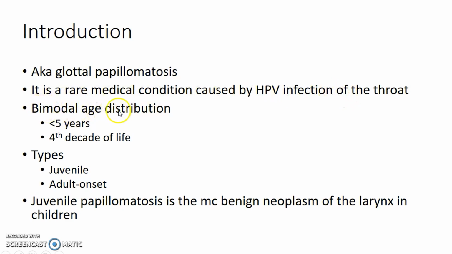It has bimodal age distribution, that is, it is common in two age groups. It is common in children who are less than 5 years, and it is common in people in their fourth decade of life. Depending on this, there are two types of laryngeal papillomatosis. They are juvenile laryngeal papillomatosis and adult onset laryngeal papillomatosis. Juvenile laryngeal papillomatosis is the most common benign neoplasm of the larynx in children.